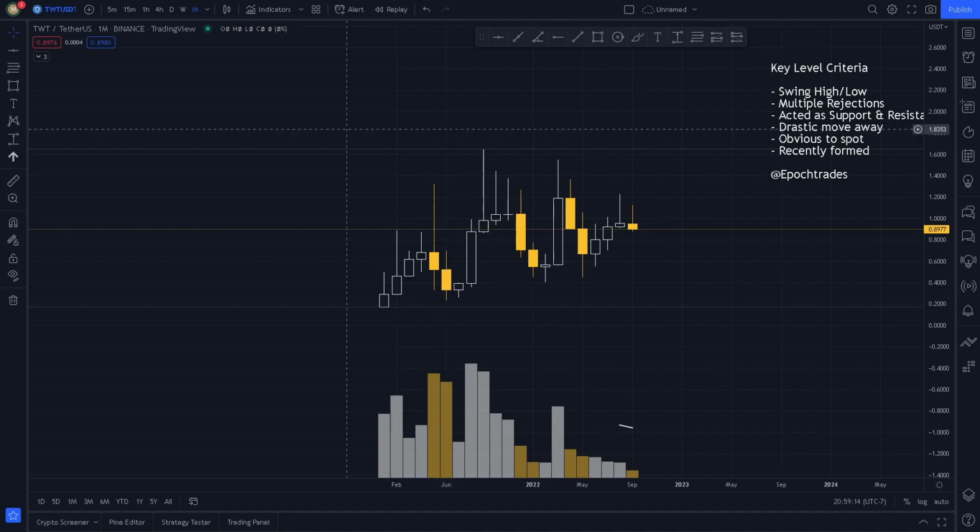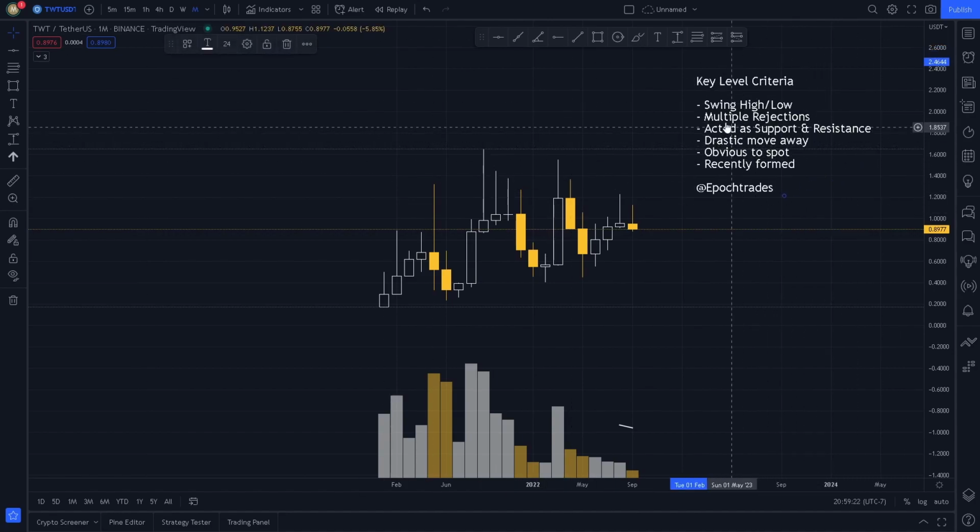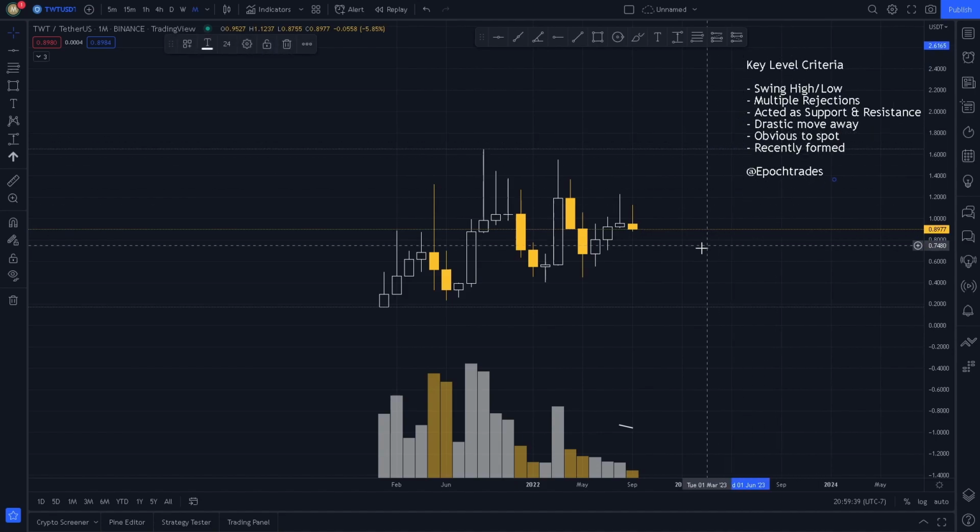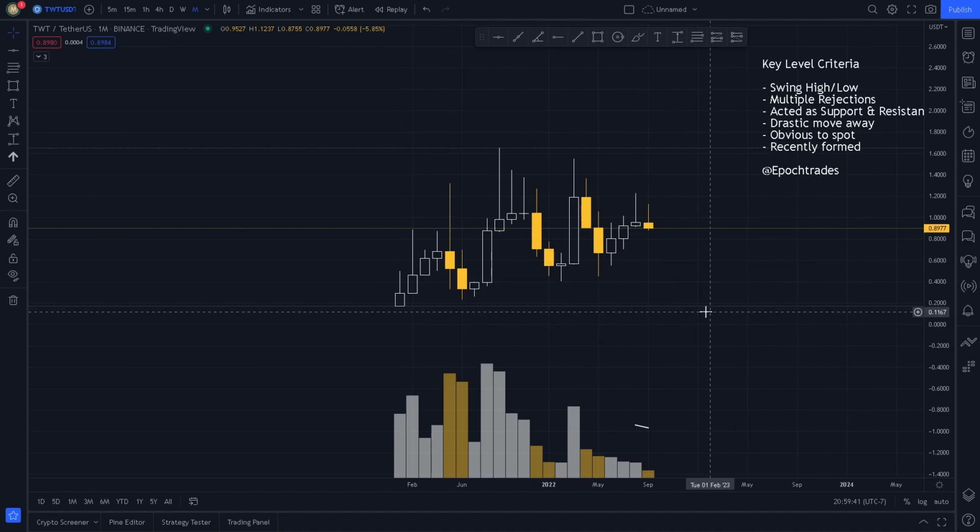Today we're going to be covering key levels on the higher time frames on TWT, Trust Wallet Token. As always, we have our key level criteria. We're going to be looking for swing highs, swing lows, multiple rejections, acted as support and resistance, drastic moves away, obvious to spot, and recently formed. So let's go ahead and start plotting on the monthly chart.